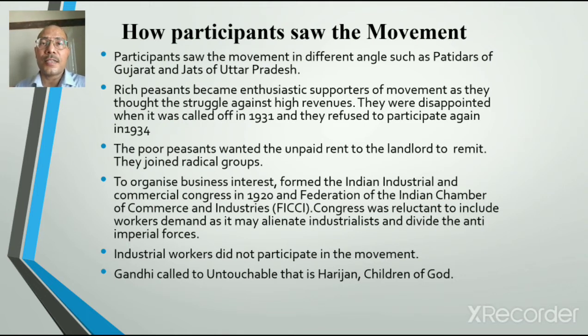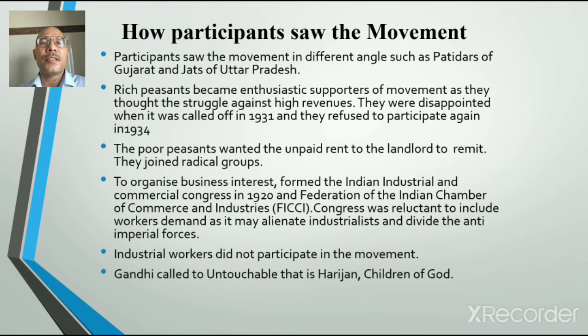Upper caste, they saw it in another way, and the Harijans or untouchables, they saw this one in another way. Now, when we are talking about this one, the rich peasants became enthusiastic supporters of the movement as they thought the struggle against high revenues is there. They were disappointed when it was called off in 1931, and again they refused to participate in 1933-34. The reason was quite obvious.